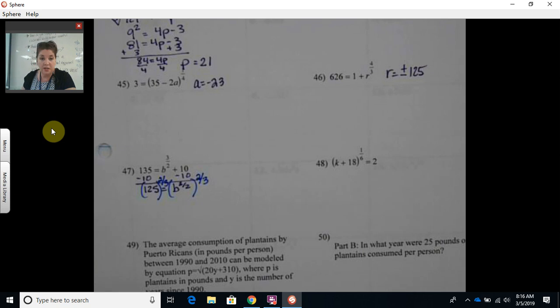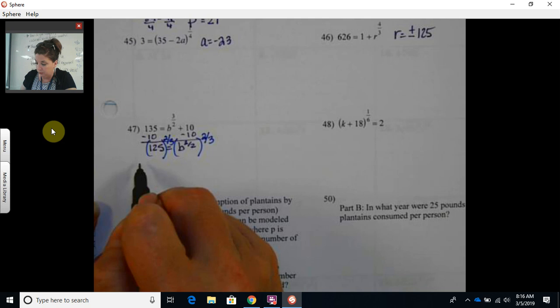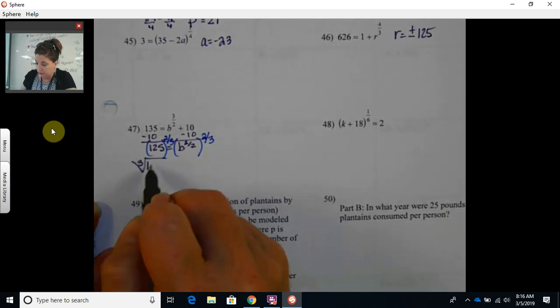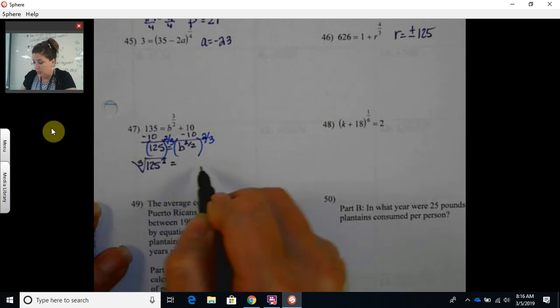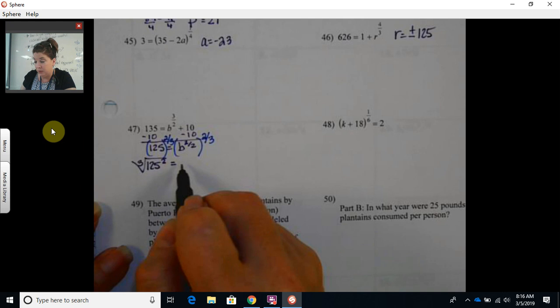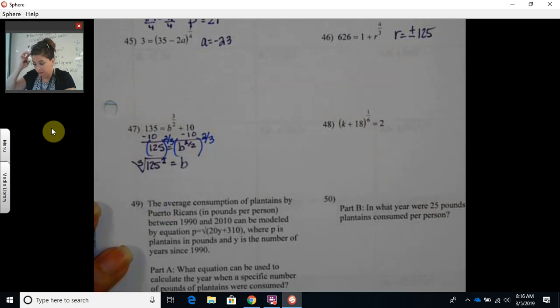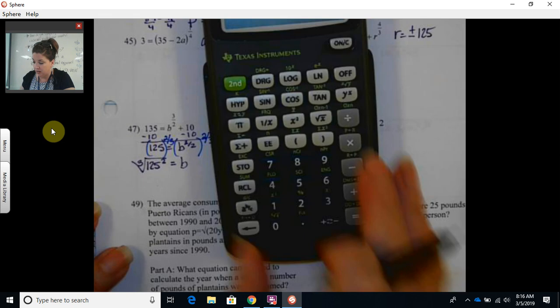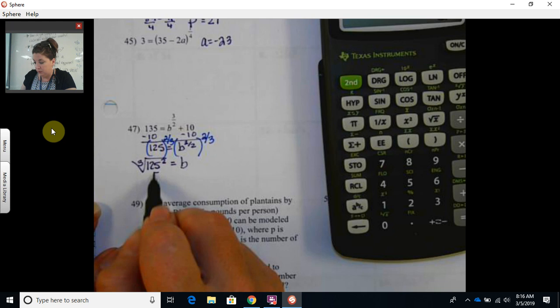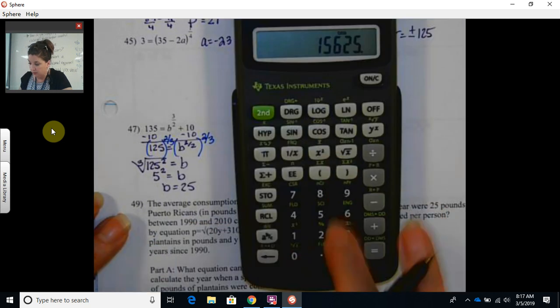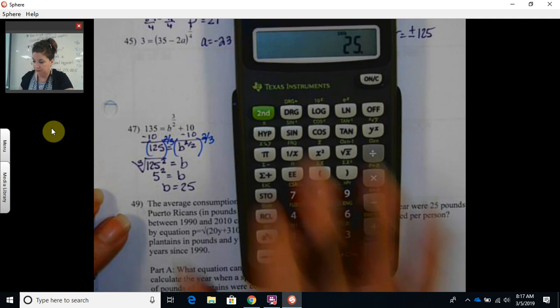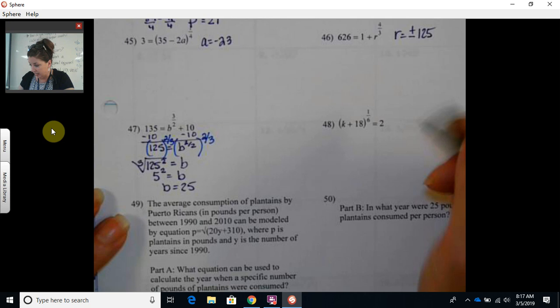So 125 raised to the 2/3, I would convert that to a radical. So that would be the what root? Cubed root of 125 squared equals b raised to the 3/2 raised to the 2/3 is b to the first, which is b. So isn't 125 a perfect cube? We get 5, right? So that would be 5, and then we have to square it. So b equals 25. Or you could have done 125 squared and then taken the cube root of that and gotten the same thing. The answer to 48, k equals 46.